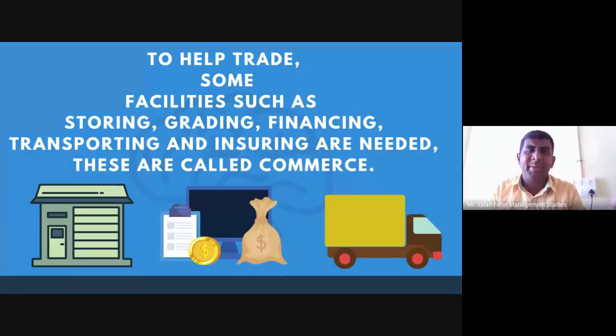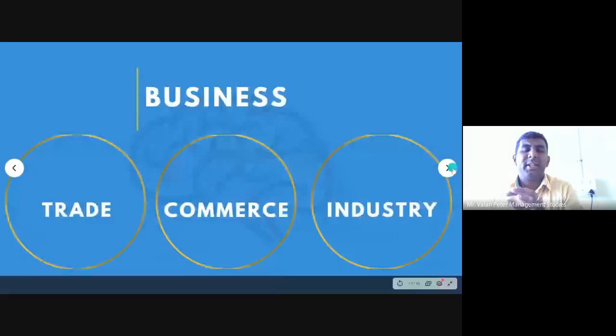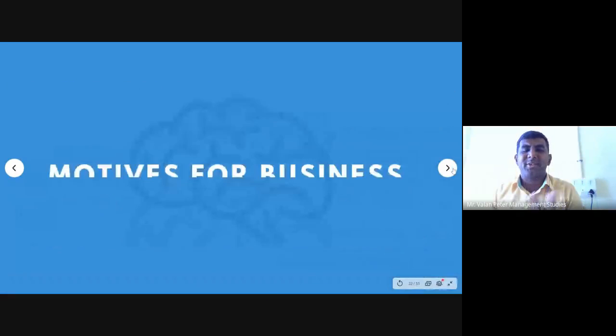Both have the same meaning, help and facilitate, but help is the direct word. Facilitates means it has multiple purposes. For example, we have storing, finance, transportation, insurance. All these combined make up commerce. So that is very, very important. That's why we came back to see what is commerce.